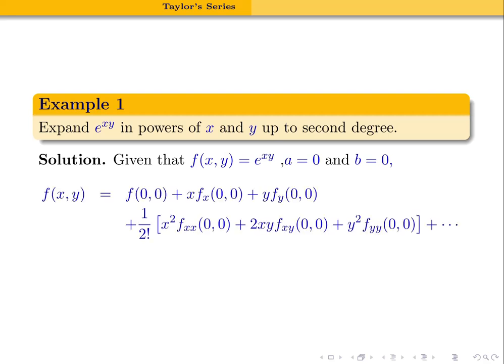So this is the Taylor series formula. F of x comma y at the point 0 comma 0 is equal to f of 0 comma 0 plus x into fx of 0 comma 0 plus y into fy of 0 comma 0 plus 1 by 2 factorial plus so on. So we need to find f of 0 comma 0, fx of 0 comma 0, fy of 0 comma 0 and the double derivatives. So all these things we need to find.